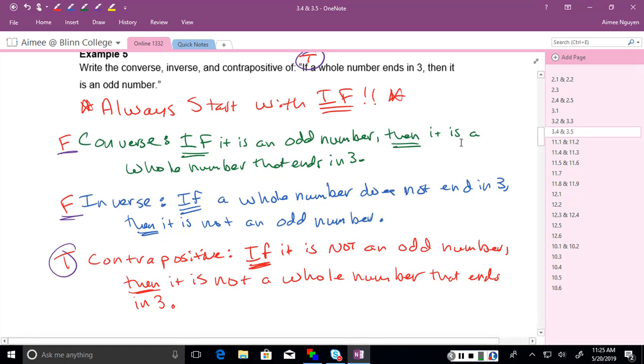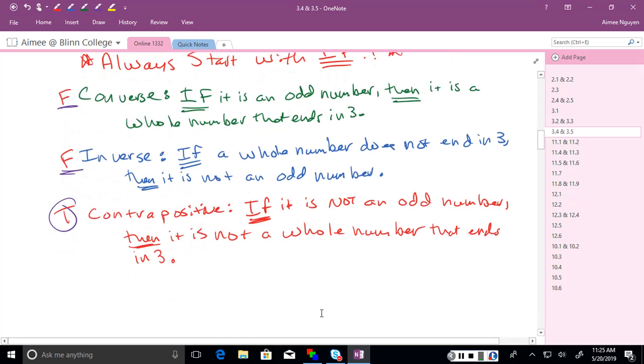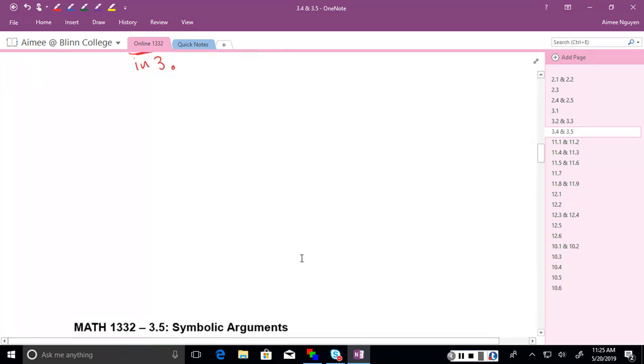Once you do that, I want you to write the converse, the inverse, and the contrapositive, right? So just exactly what we did here. I want you to write the converse, the inverse, and the contrapositive. It always starts with if, right? And then after you write those, I want you to think about the truth value of the original statement and of the converse and the inverse and the contrapositive. So the way that this is going to work for your project.